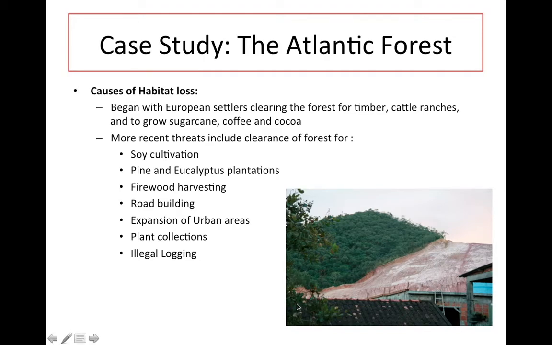This is a public domain image found on Wikimedia, and this is deforestation. This was previously all covered with forest and this is now removed. So this is a great visualization of the deforestation process. It began with European settlers clearing the forest for timber, cattle ranches and to grow sugarcane, coffee and cocoa. More recent threats include the clearance of forest for soy cultivation, pine and eucalyptus plantations, firewood harvesting, road building, expansion of urban areas, plant collections and illegal logging.